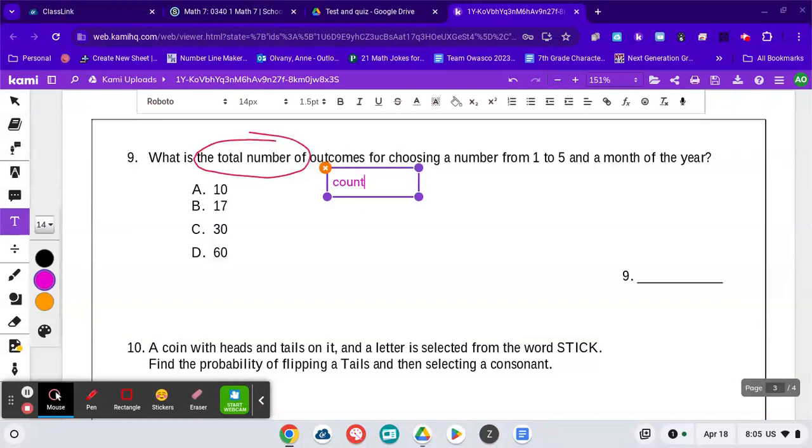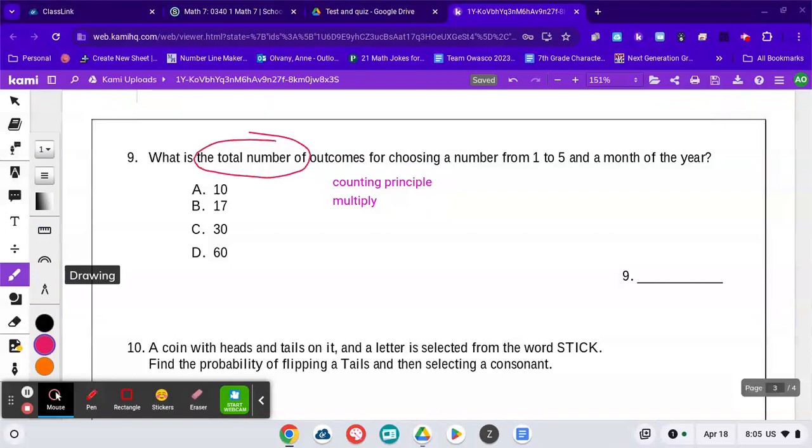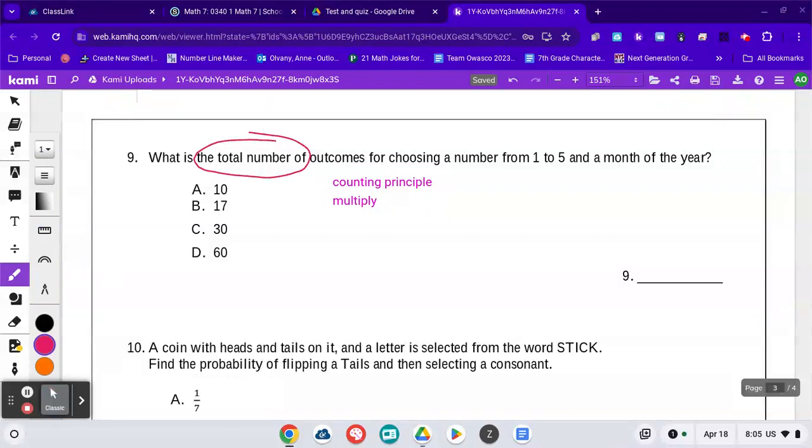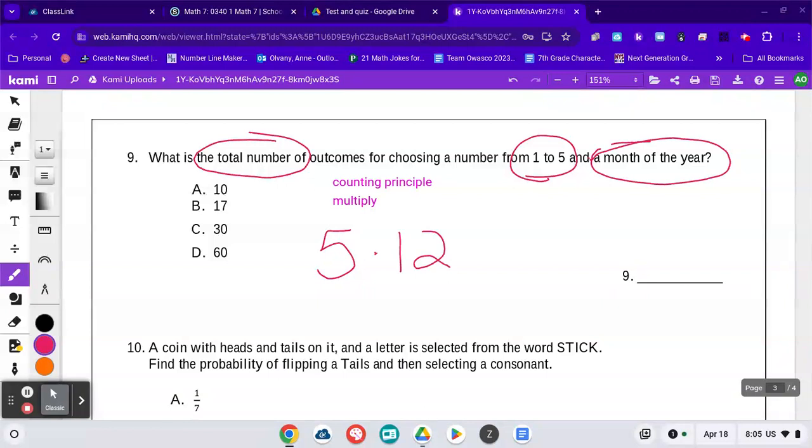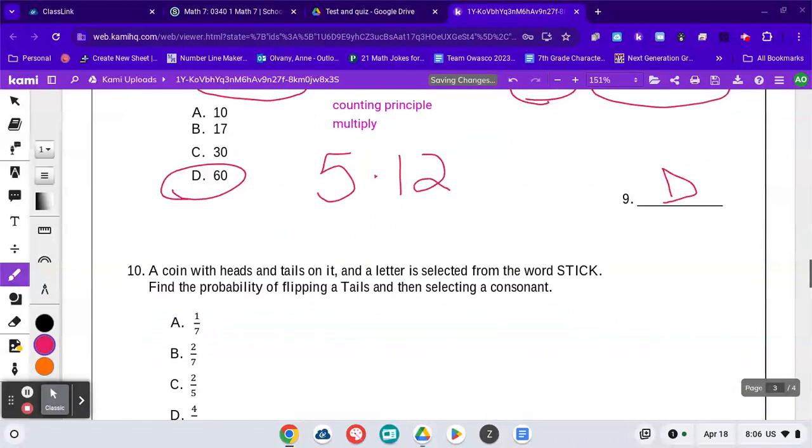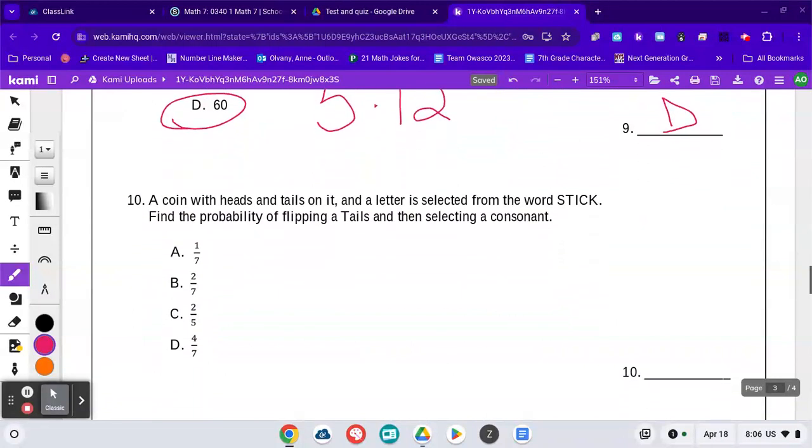We're going to use the counting principle, which says that we're going to multiply our choices to get a total number of choices. So we're going to first choose a number from 1 to 5, so that's 5 choices. And then we're going to choose a month of the year. There are 12 months in the year, and 12 times 5 is 60. A lot of D's in this one. Not all of them, though, so you have to do it.